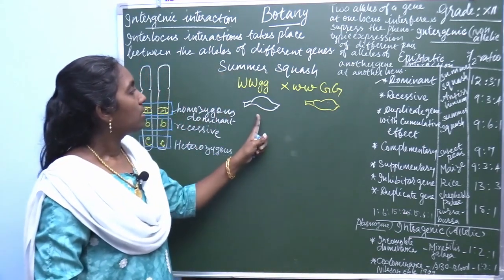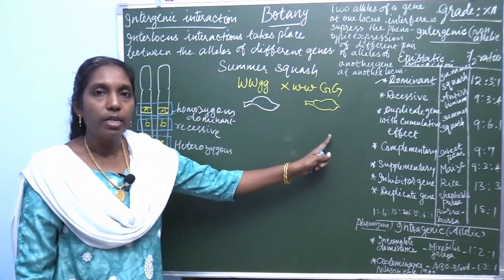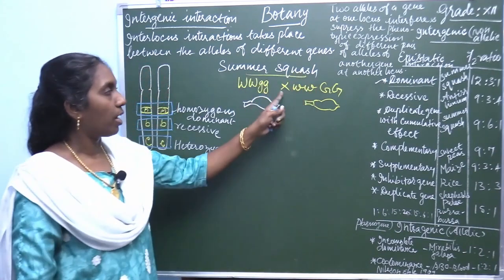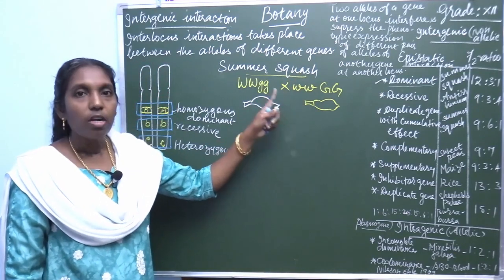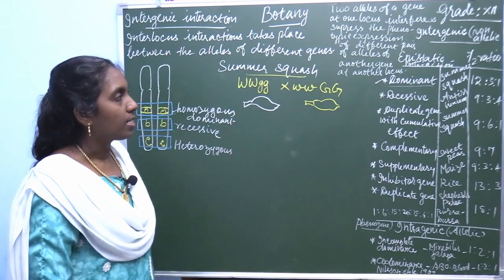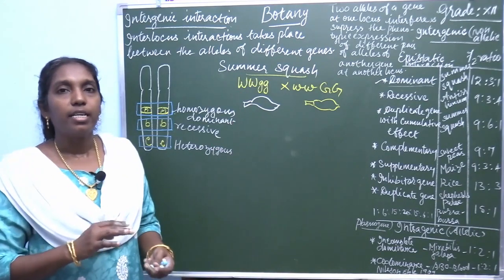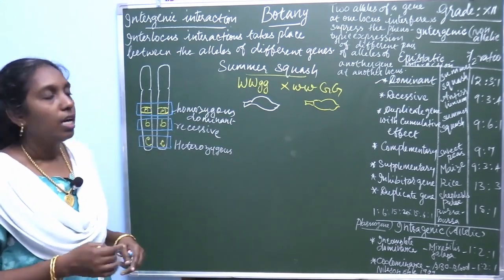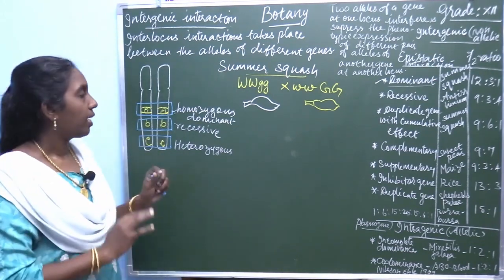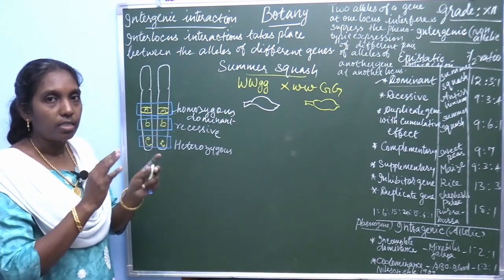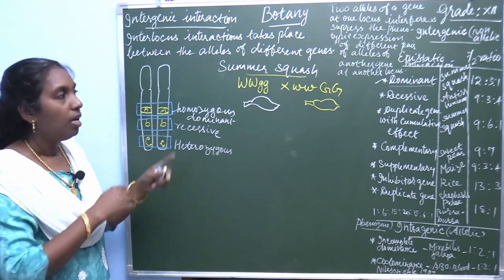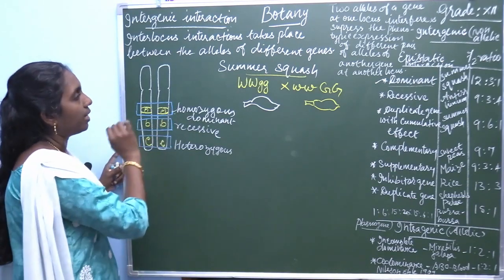This is yellow color, this is white color. White is dominant over this yellow. In summer squash, for example, is an example of dominant epistasis. In dominant epistasis, there are an epistatic gene and a hypostatic gene. The gene which suppresses or masks the character of the other gene, one gene with two alleles, one allele suppressing or masking the character of the other, is called the epistatic gene.